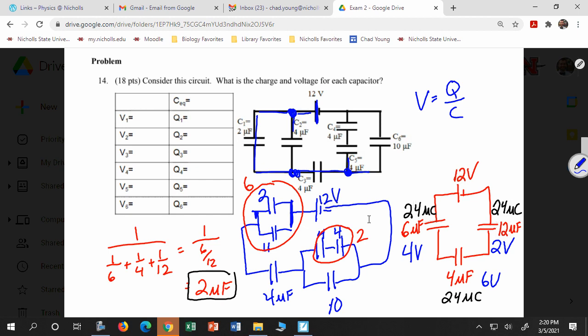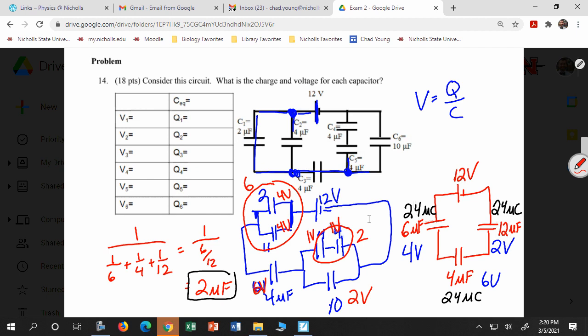Now, I can start putting some of these in. I have, this is going to be 6 volts here. I'll do it in red. 6 volts, 2 volts here. I'll have 1 volt and 1 volt there because I have 2 identical capacitors. And then I have 4 volts and 4 volts here.